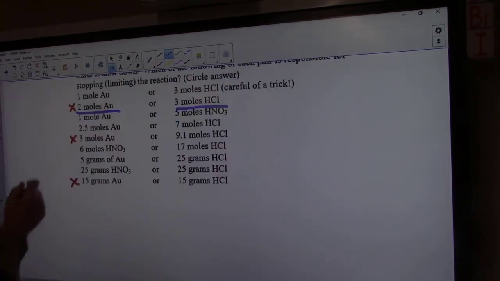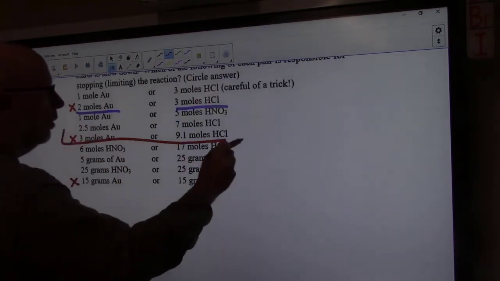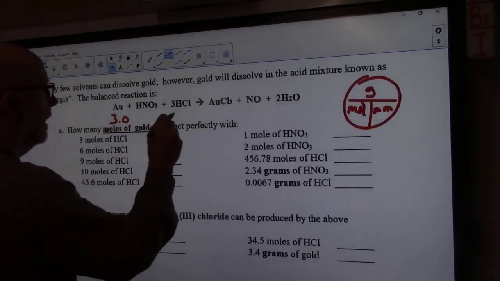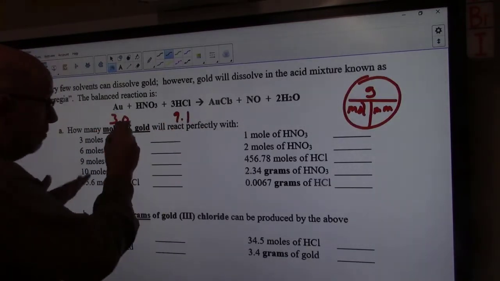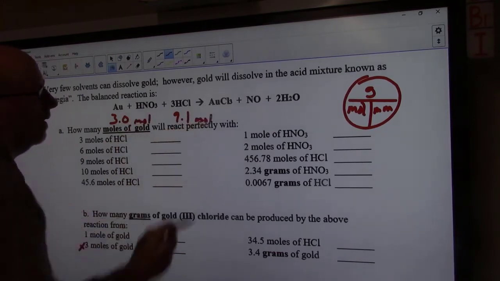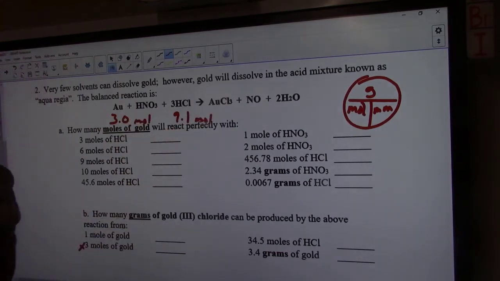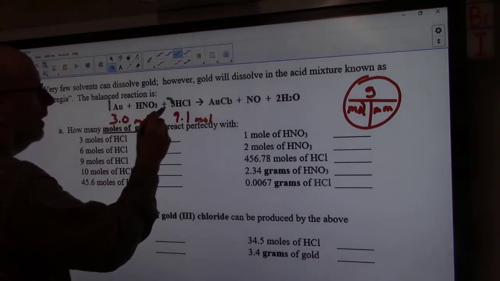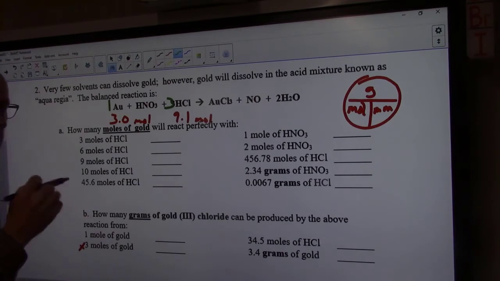Okay, let's try this one. 3 moles of gold are put in a test tube with 9.1 moles of HCl. Which one's going to run out first? Which is going to be limiting? I have moles already, so the hard work's done. All I have to do is use my logic and say, in this reaction, I'm going to have a 1:3 ratio. That's how they will react in that test tube.